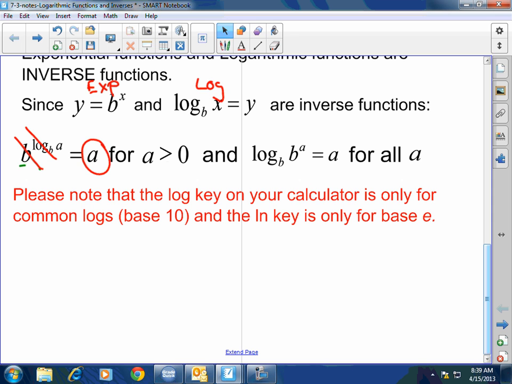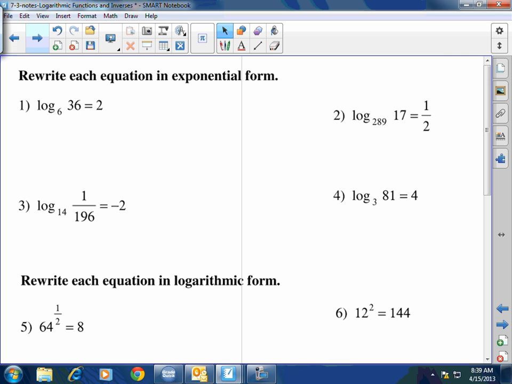And again, I know I already repeated this, but please note that the log key on your calculator is only for common logs of base 10, and the ln key is only for base e. Okay, please remember that. Now, let's get to work. Don't fear this. I know it looks crazy, but don't fear it. First thing I want to show you guys is how to rewrite equations into exponential form. Let's make sure that this is real. Remember how Mr. Morrow reads this.